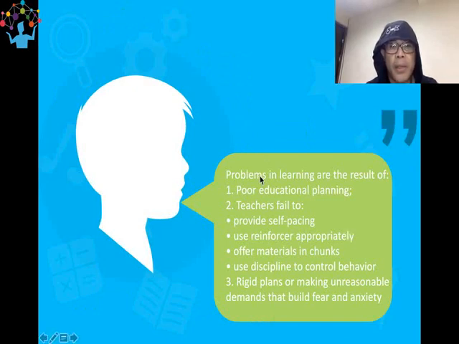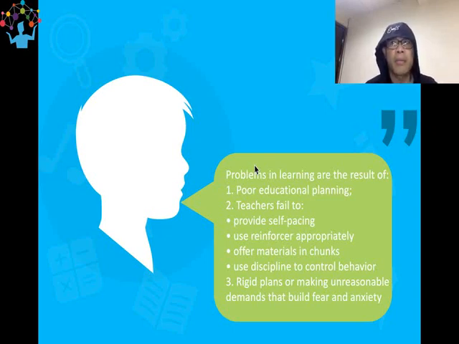Okay, take note of these. Problems in learning are the result of one, poor educational planning. Number two, teachers fail to provide self-pacing. You know what is self-pacing? Being able to understand where the students are, whether the students are fast or slow. There's no real problem at all. If the students are quite slow in doing things, that's just the way it is.